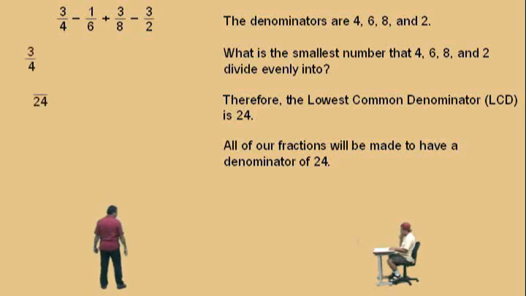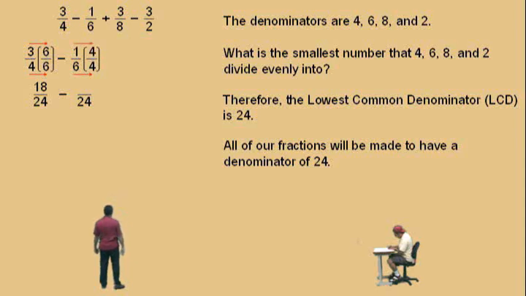So here we go. 3/4. We're going to write it as a fraction with a denominator of 24. What do I multiply 4 by to get 24, Charlie? 6. So I must also multiply the top by 6. What's 3 times 6, Charlie? 18. So 18 over 24. That takes care of the 3/4. Now we move to the 1/6. What do I multiply 6 by to get 24, Charlie? 4. Very nice. And if I multiply the bottom by 4, the top is also multiplied by 4. What's 1 times 4, Charlie? 4. And, of course, 6 times 4 is 24. We go to the next one.